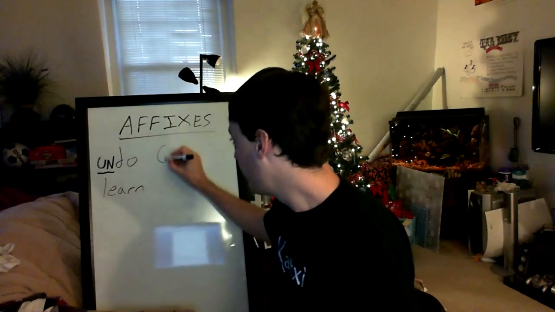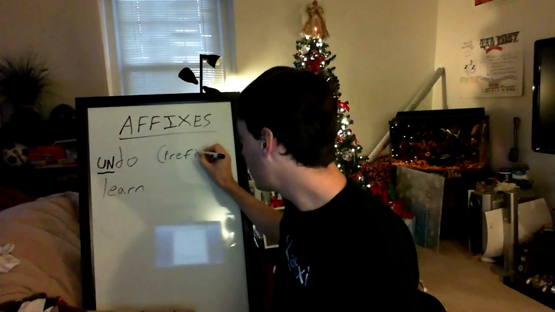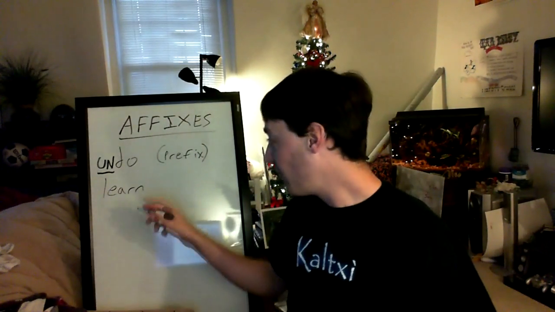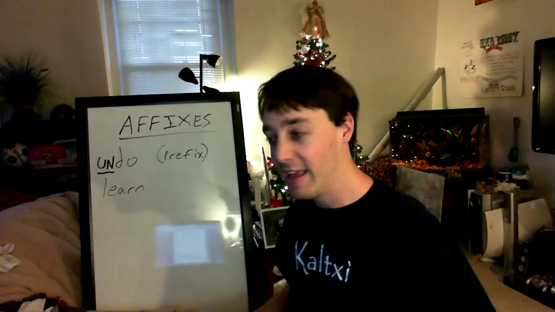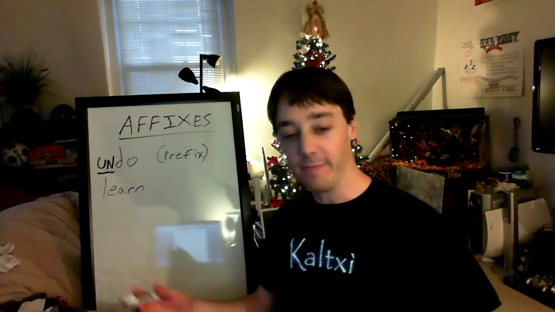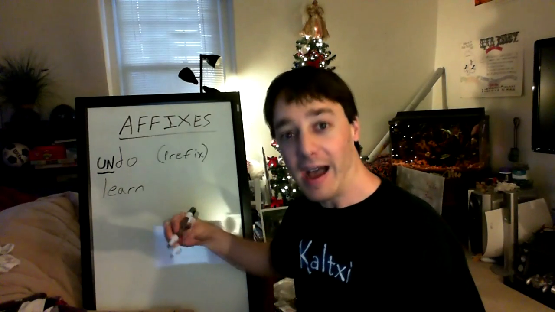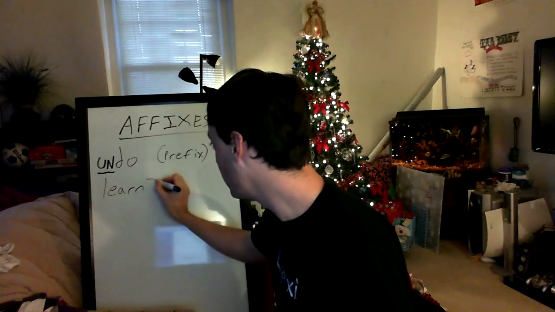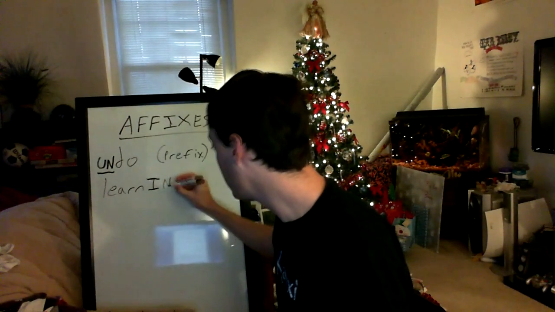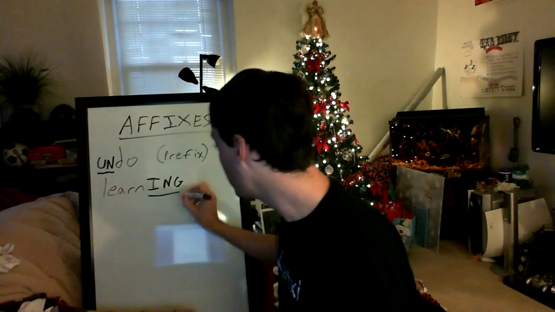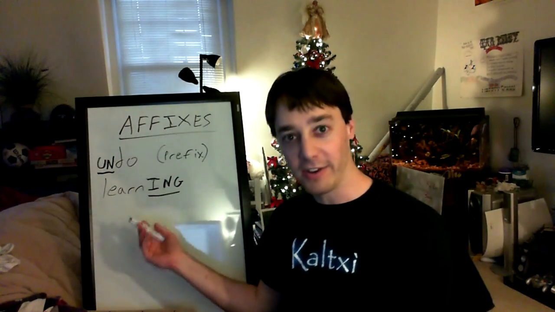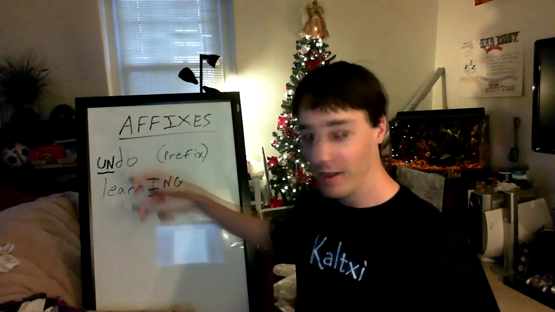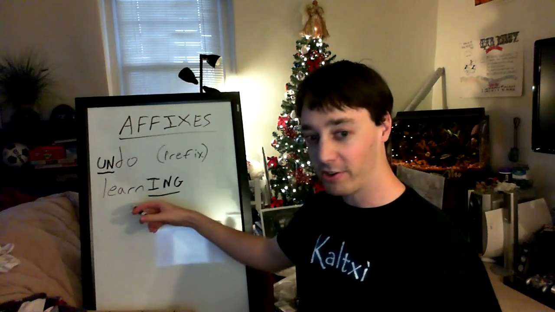And this is a prefix. Now, let's do a suffix. Let's take the word learn, which we're hopefully doing today, and let's make it the present imperfect tense. So we'll add ing to the end. And that gives us the word learning. So we have a prefix, un, making undo, a suffix, making learn into learning.